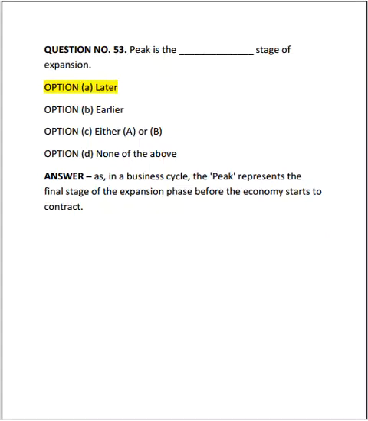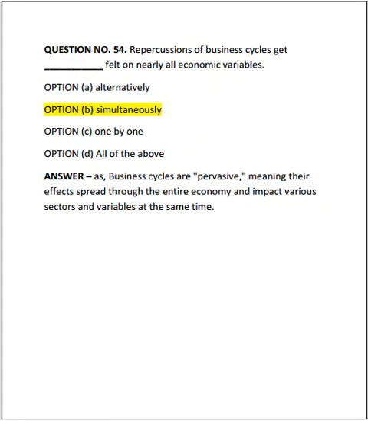Question No. 53. Peak is the stage of expansion. Option A, later. Option B, earlier. Option C, either A or B. Option D, none of the above. Answer, A. In a business cycle, the peak represents the final stage of the expansion phase before the economy starts to contract.